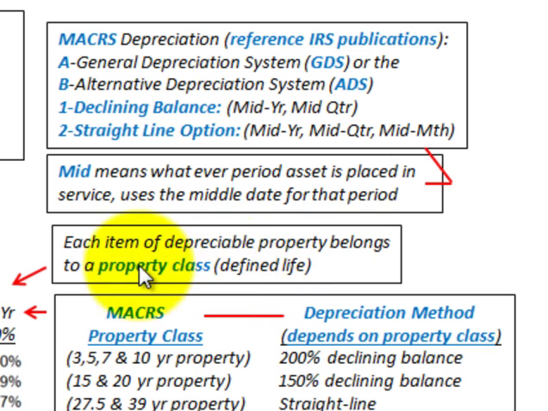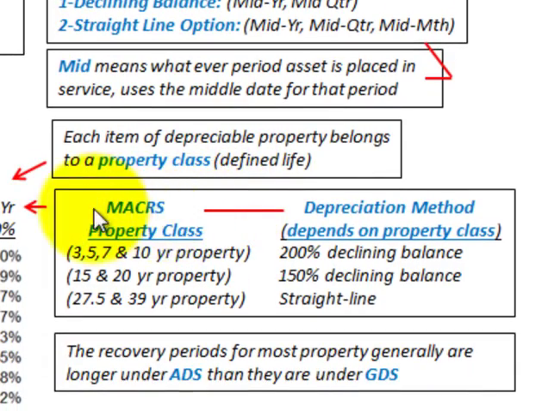The other item is that each item of depreciable property belongs to a property class, or a defined life. As we were talking about before, for example, a car or truck that's being depreciated would go into a particular property class, or have a defined life according to our depreciation chart. What's tied into this MACRS property class is that the depreciation method depends on the property class. Whatever depreciation method you have depends on the particular property class.